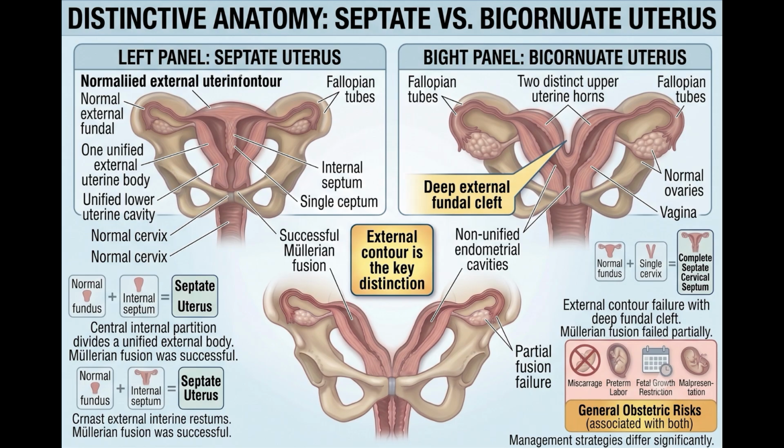In a bicornuate uterus, fusion fails. Therefore, the outer contour of the fundus shows a deep cleft. In a septate uterus, fusion is complete. Only the internal partition persists. The external fundal contour therefore remains normal or nearly normal. This distinction is clinically important because the two anomalies are managed differently.